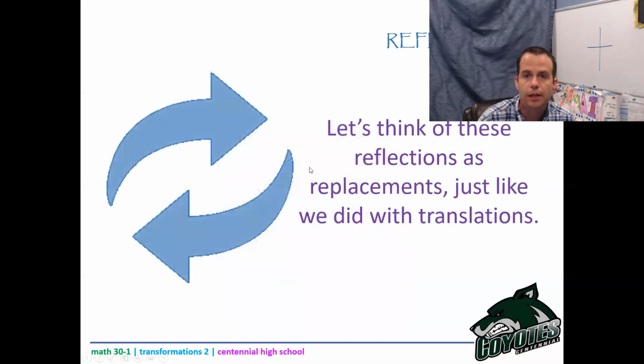Okay, so let's think of these reflections just like we did with translations, where we talked about replacements. Remember the wording that we used yesterday? Yesterday it was like, okay, if I want to move 5 units to the right, I'm replacing x with x minus 5. So we're going to have a similar conversation going on here.